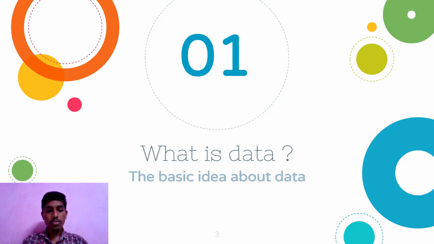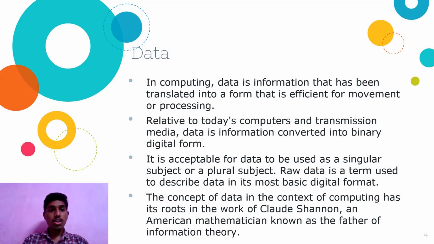So what is data? The basic idea about data. In computing, data is information that has been translated into a form that is efficient for movement or processing. Relative to today's computers and transmission media, data is information converted into binary digital form. It is acceptable for data to be used as a singular subject or a plural subject. Raw data is a term used to describe data in its most basic digital format.